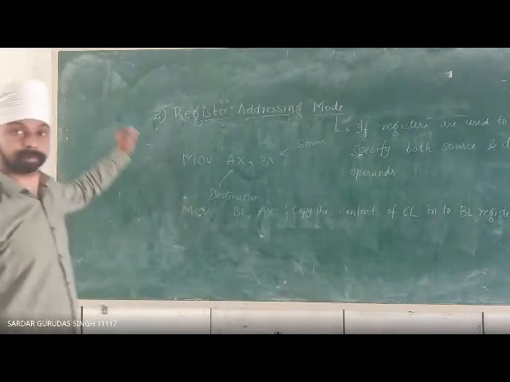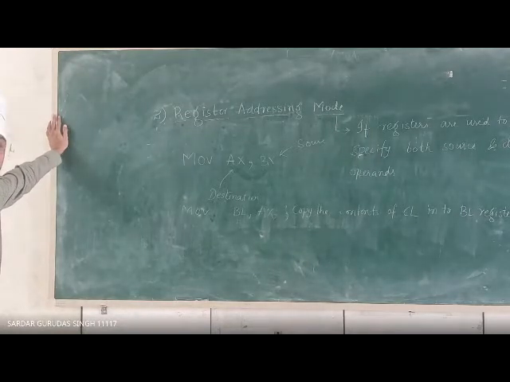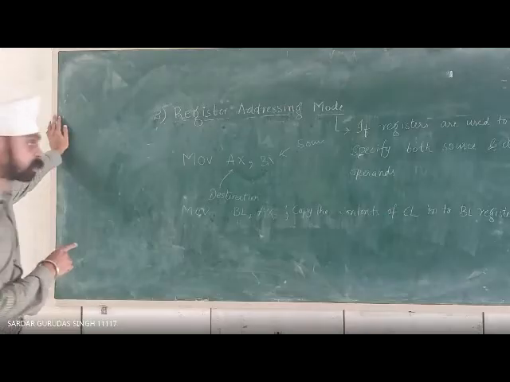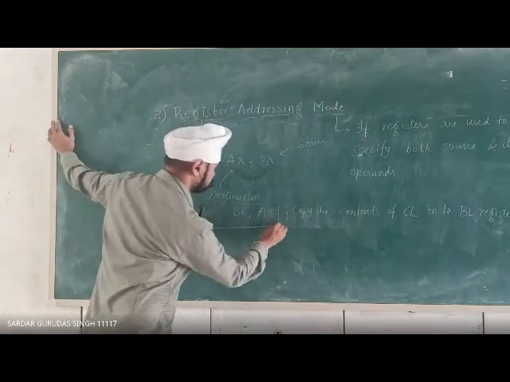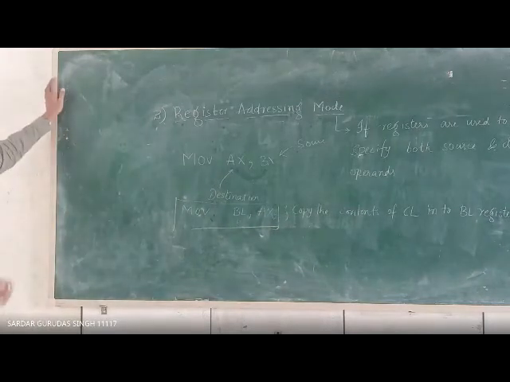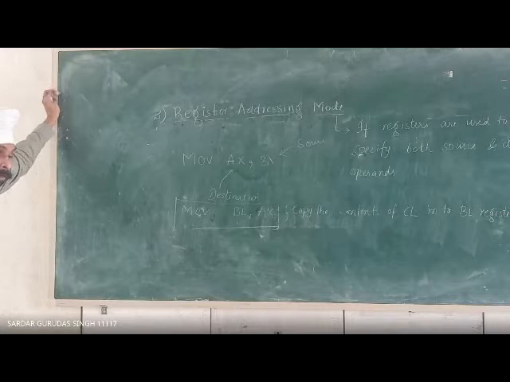Okay. So if I write like this, is this correct? MOV BL, AX. How many of you say it's correct? How many of you agree? How many of you disagree? Sir, it is not correct. Sir, AX is a 16-bit register. Very good. So what will happen? The content in AX will not be moved to the BL register.